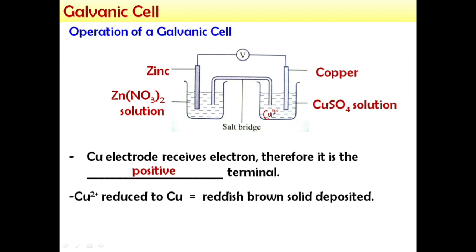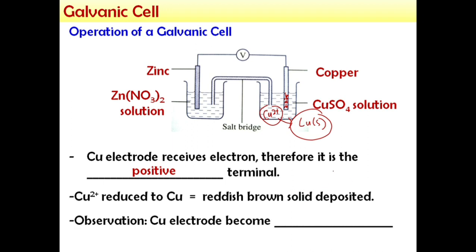Jadi kat sini, Cu2+ ion akan terima elektron menghasilkan copper solid. So, solid ni akan deposited dekat copper electrode. Okay, so makin lama makin banyak Cu solid deposited at this copper electrode. So boleh nampak reddish brown solid deposited, menyebabkan Cu electrode becomes thicker.